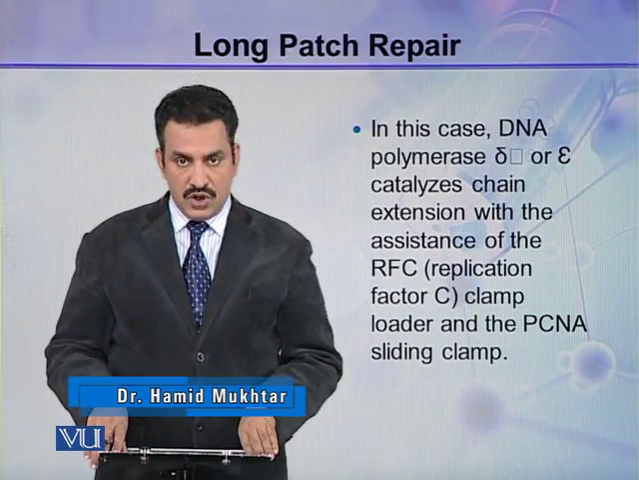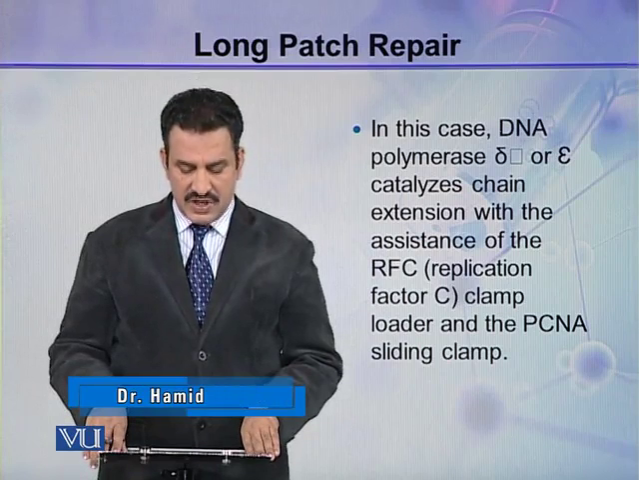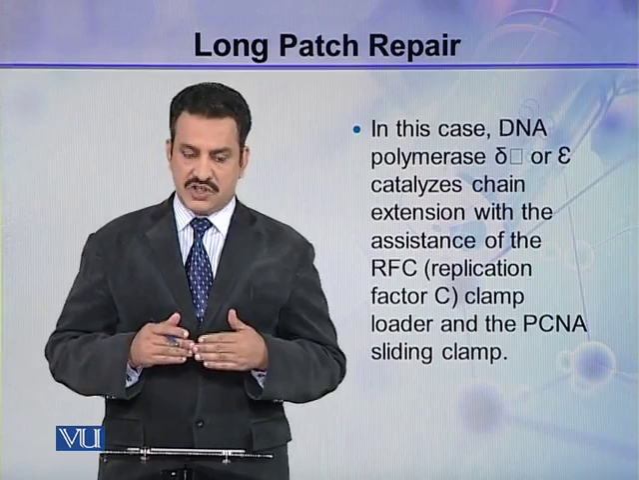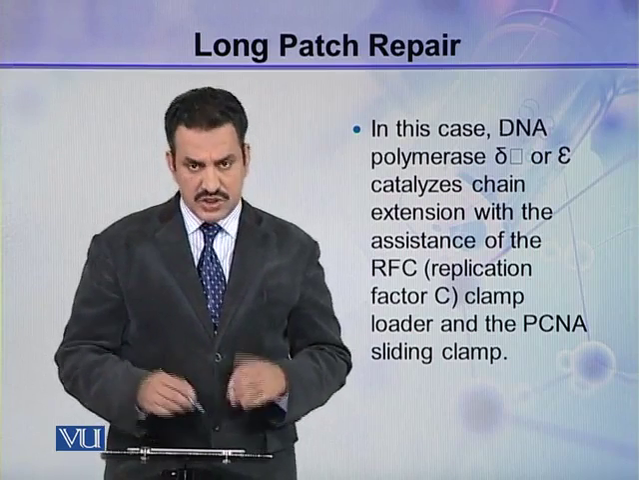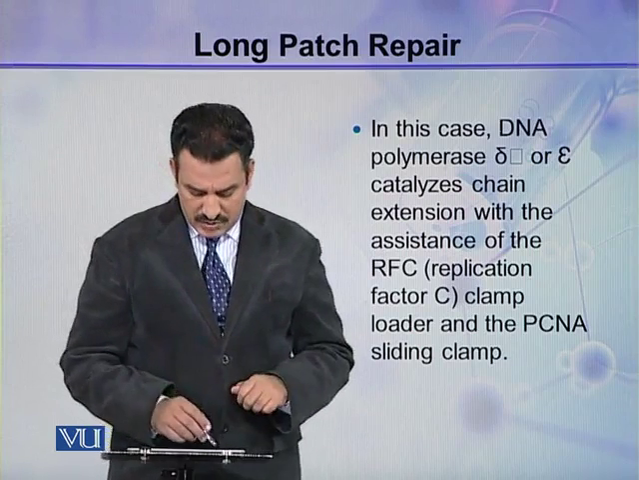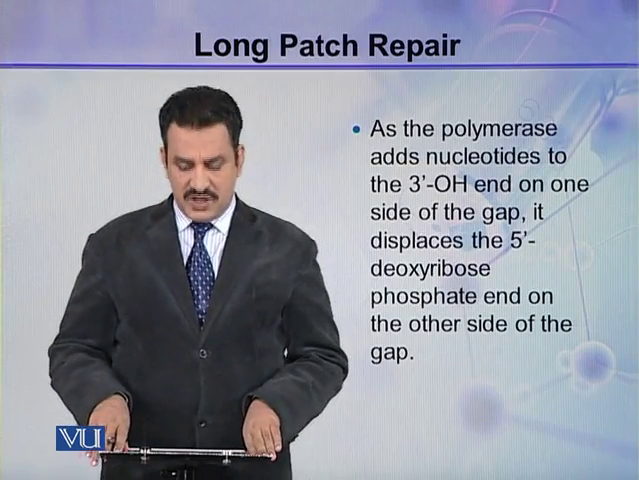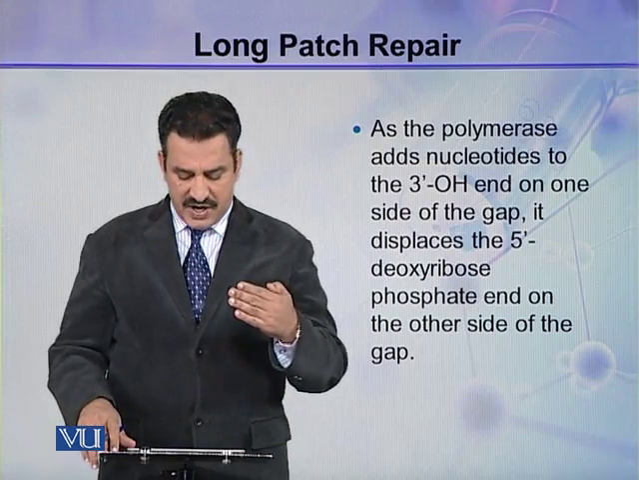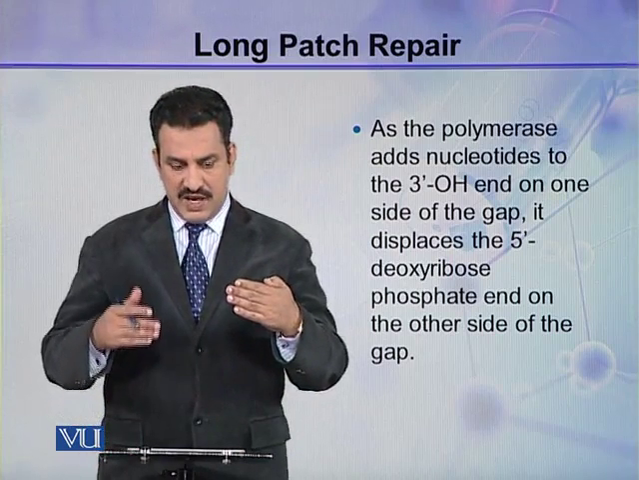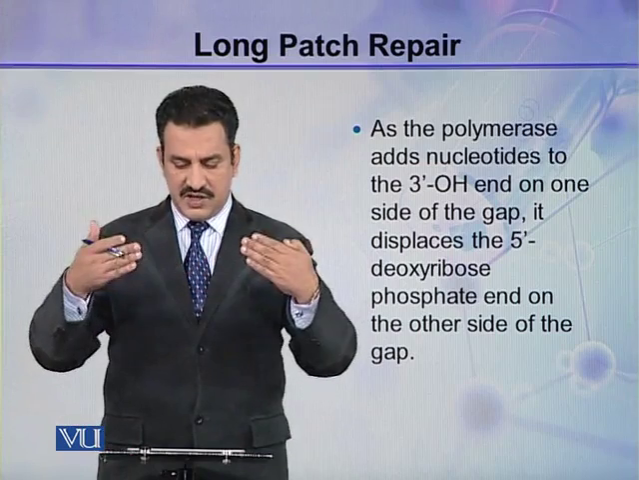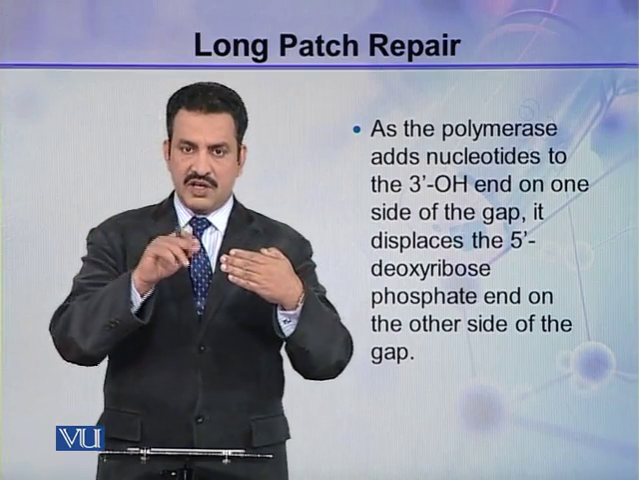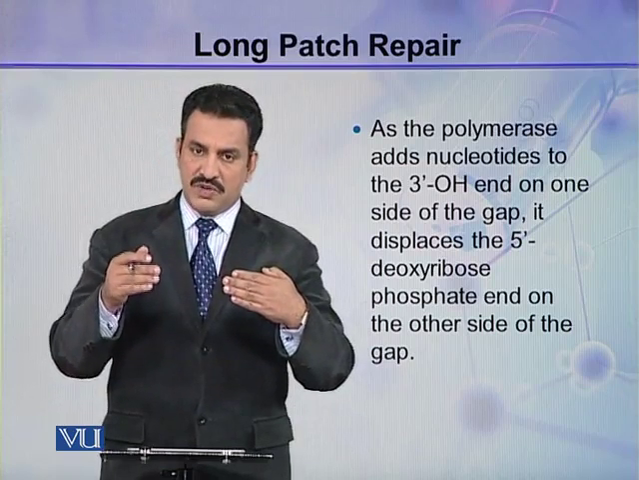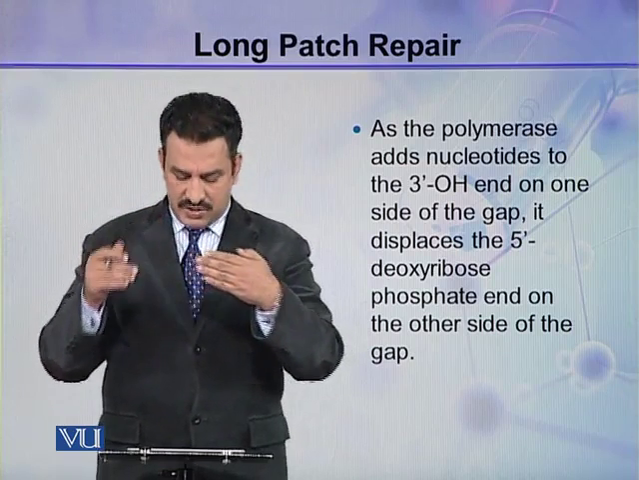So in this long patch repair, DNA polymerase delta or epsilon is used, which causes the extension of the chain instead of pol B or any other polymerase. As the polymerase adds nucleotides to the 3' hydroxyl end on one side of the gap. So this is a strand. So on this side is a 3' hydroxyl group. So the polymerase adds nucleotides to this side.